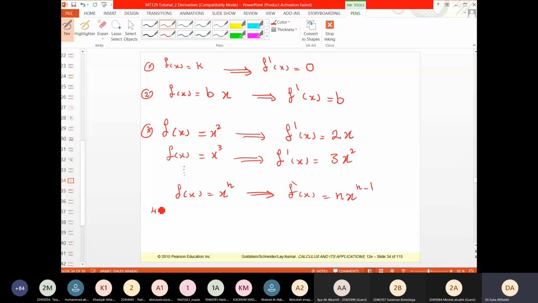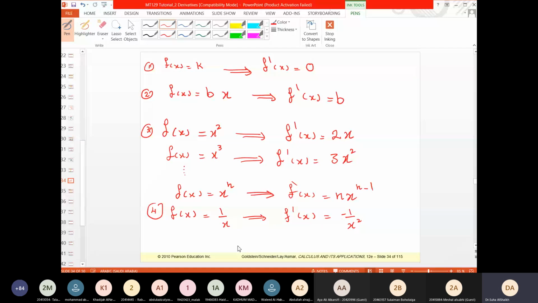Also, I told you we have some important functions. If you have f of x equal to 1 over x, what's the derivative in this case? We solved it a few minutes ago. The derivative is minus 1 over x squared. This is one of the important rules. I want you to keep it with you. The derivative of 1 over x is equal to minus 1 over x squared.